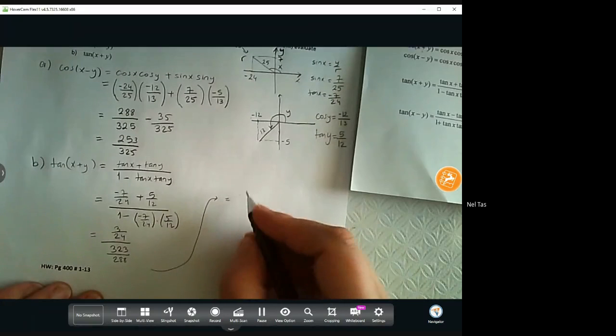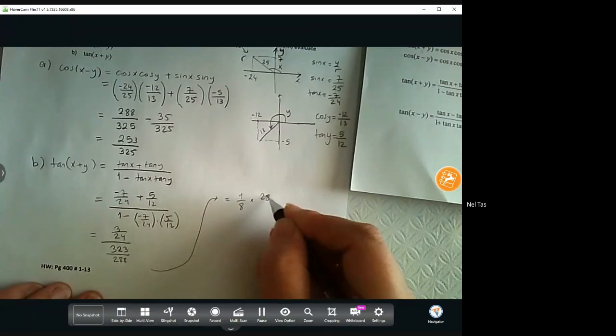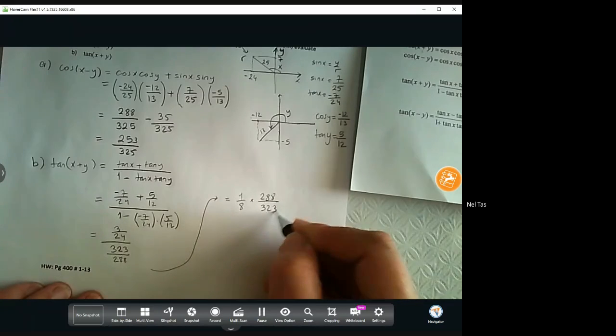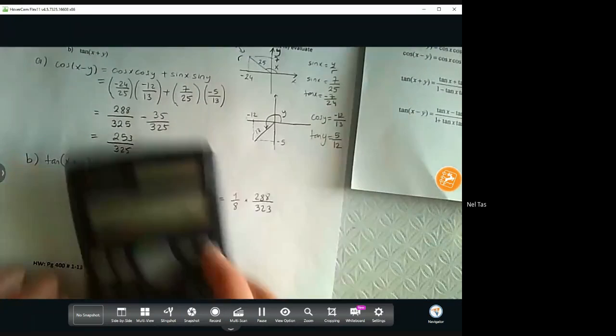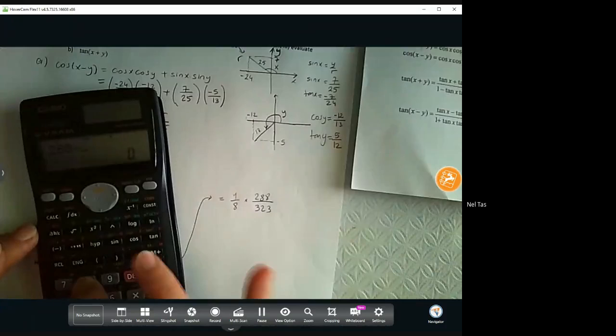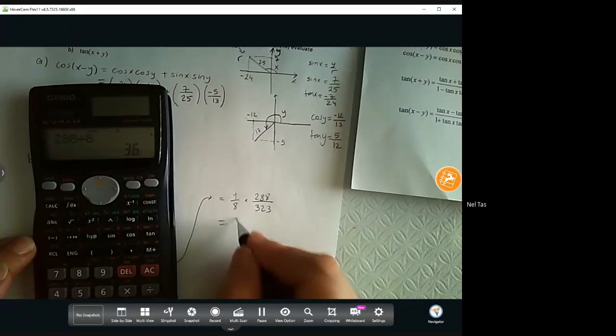So 3 over 24 is 1 over 8, times 288 over 323. 288 over 8 is 36. So you get 36 over 323.